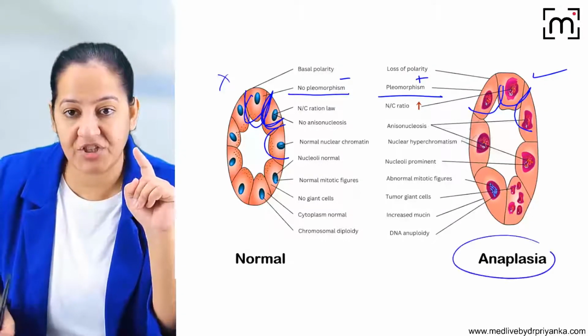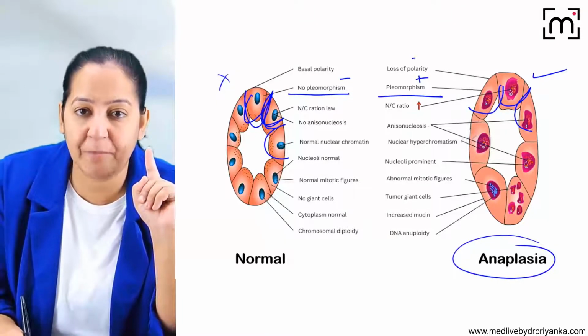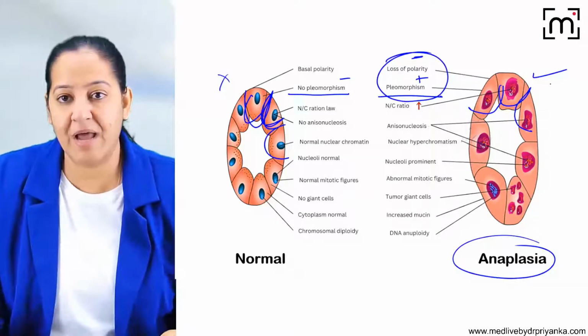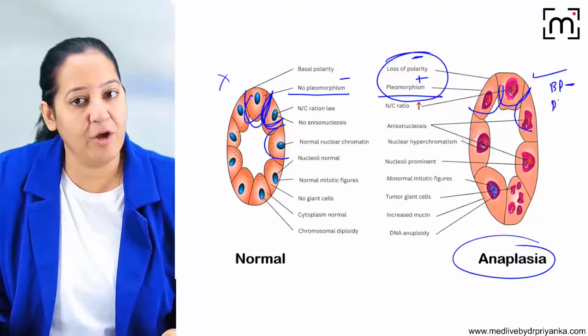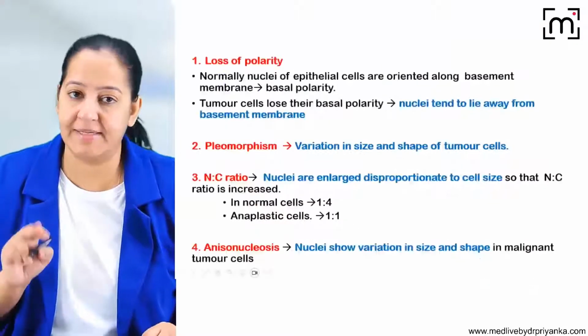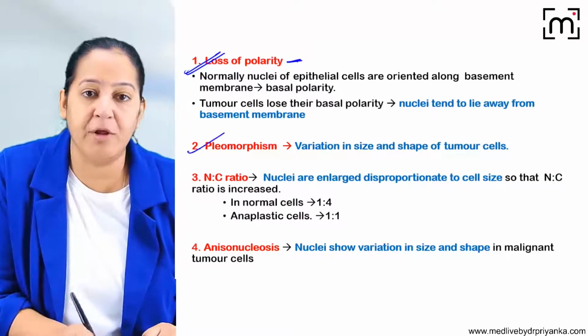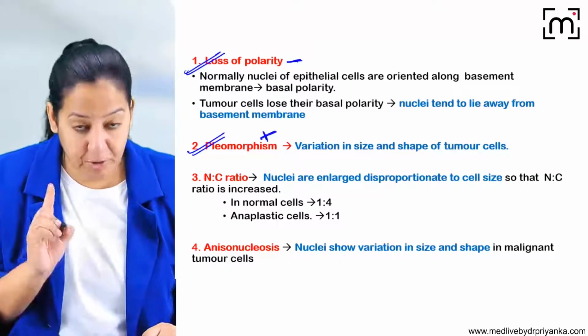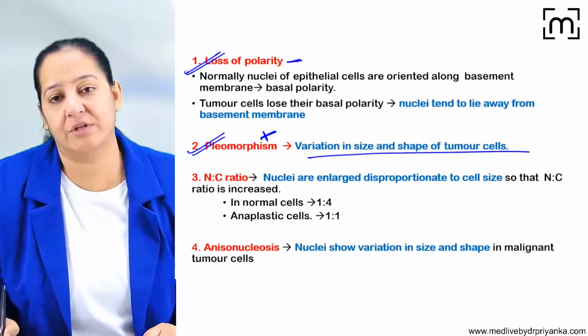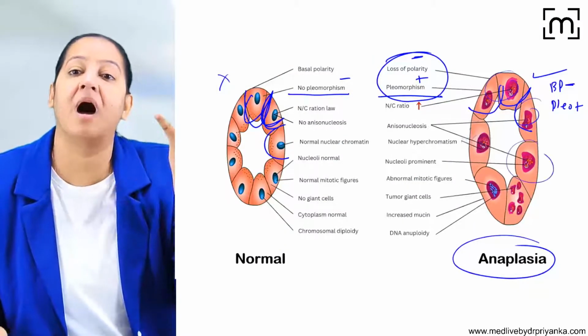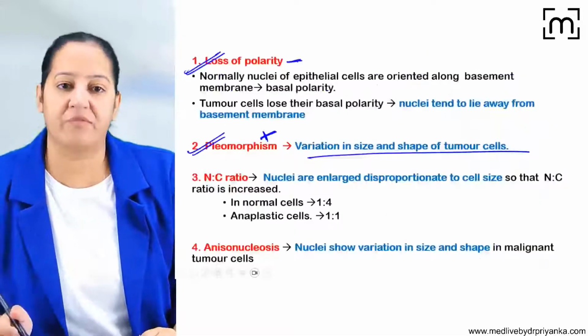So in anaplasia, till now we have seen two properties. The basal polarity is lost and pleomorphism is present. So that is the second thing we have seen. Pleomorphism is variation in shape and size of the tumor cell. So some tumor cells are small, some are big, some are large, some are normal. So here pleomorphism is present.